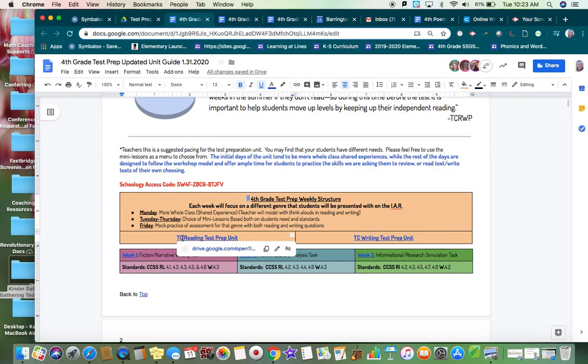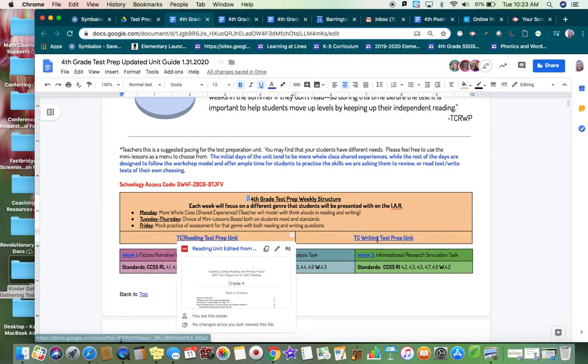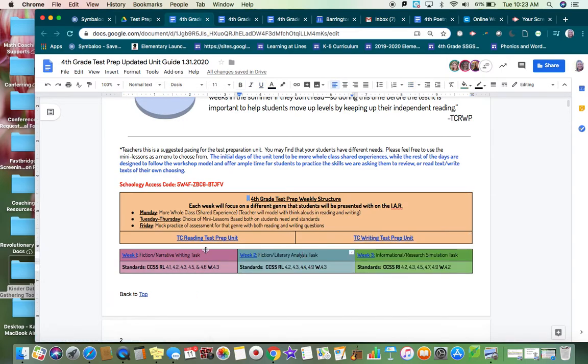Here are the links to those Teachers College documents that have been edited, just for your reference. But let's take a minute to look at the 3 weeks and the types of writing that are included in each. This is a reading and writing unit, so there are mini lessons for reading and mini lessons for writing. But the reason I'm going to focus on the writing with this overview is because the writing prompts drove the structure of this unit.